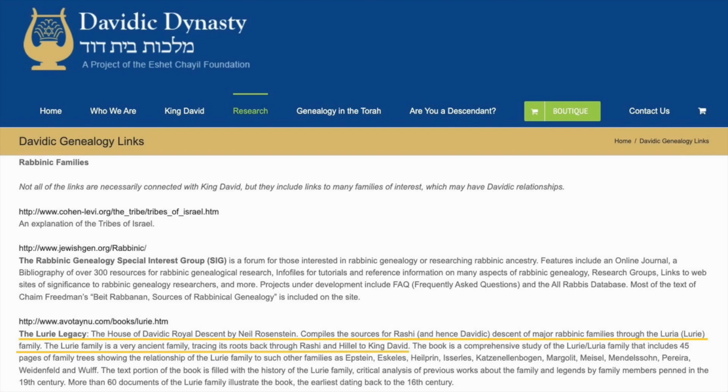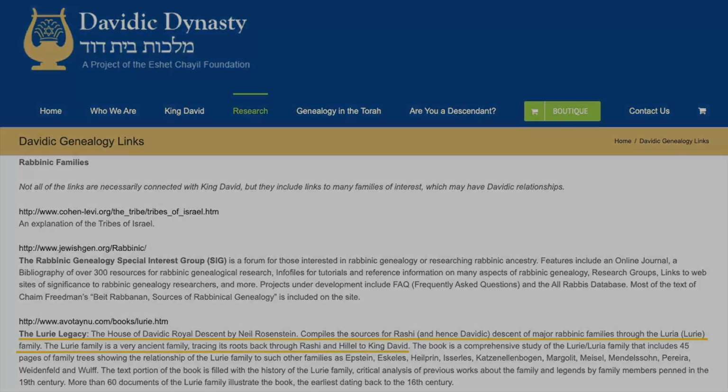Even if you go to DavidicDynasty.com, where they trace and keep the records of people who have descent from King David, it reads, "The Laura Legacy, the House of Davidic Royal Descent" by Neil Rosenstein compiles the sources of Rashi and hence Davidic descent of major rabbinic families through the Laura family. The Laura family is a very ancient family, tracing its roots back to Rashi and Hillel to King David.